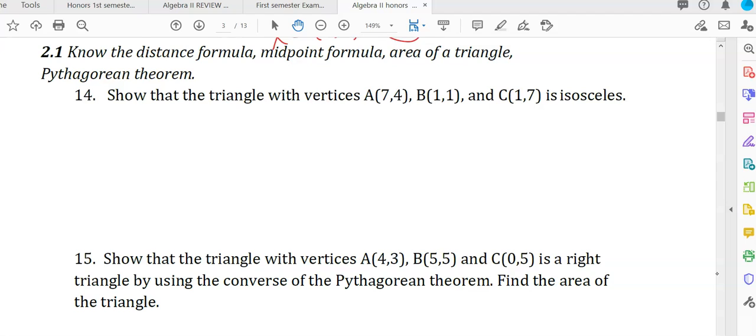So you're going to find AB, the distance, using the distance formula. So that's going to be x2 minus x1, so 7 minus 1 squared, plus y2 minus y1, so 4 minus 1 squared.